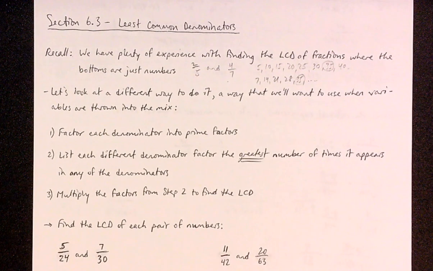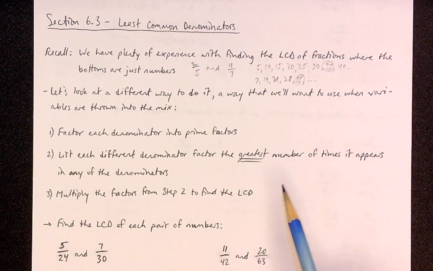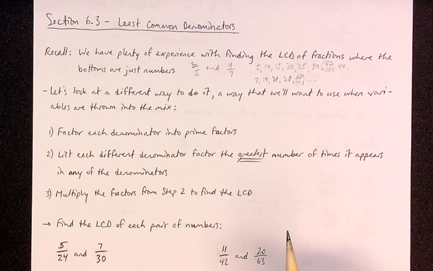But sometimes we're working with larger numbers, and it could take a bit more time to figure out what the LCD was. So there's a different way that we can find the LCD of two fractions, and we will want to use this method when we start throwing variables in. So what you're going to do is, given two fractions, you're going to factor each denominator into its prime factors. Basically, things that you can't break down any further.